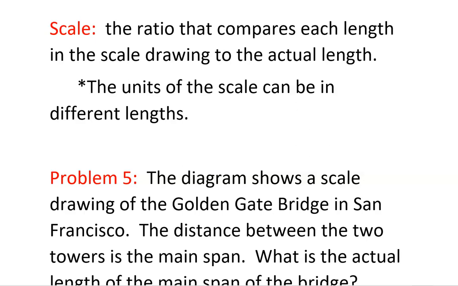The units of the scale can be different lengths. It's kind of like if you think about the distances on a map, there's usually a scale at the bottom that says 1 centimeter is equal to 20 miles or something like that. You know, they'll associate it with something like that. So 1 centimeter is on the top, and it might be associated with a totally different unit on the bottom. So that's kind of what they're talking about there.